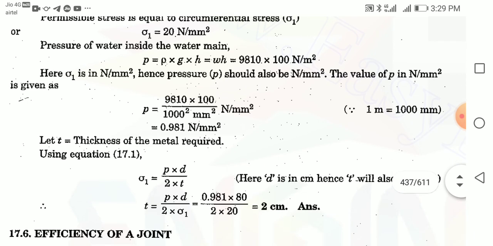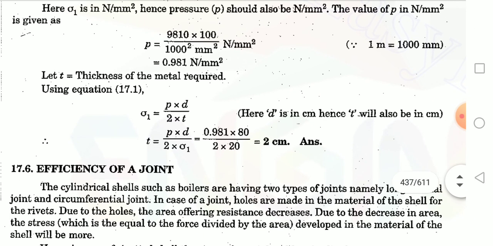Now the question is we want to calculate the thickness. So this is the circumferential stress, therefore sigma equal to PD by 2T. So T is the requirement, the sigma value was given in the problem, then we calculated the pressure, then pressure into diameter divided by 2 into the circumferential stress, then we can get T. So finally the thickness equal to 2 centimeter.